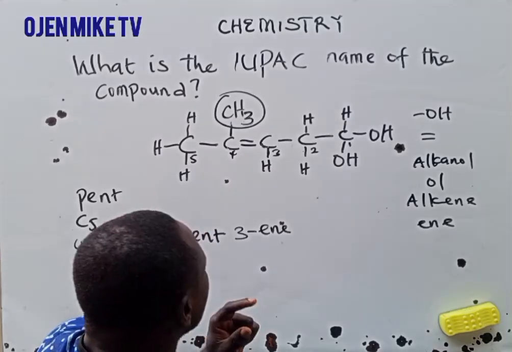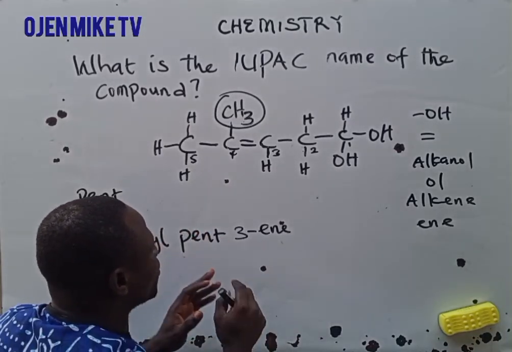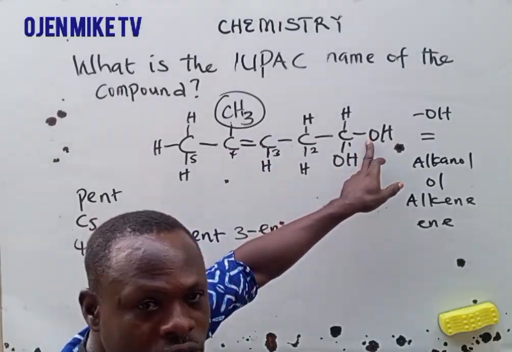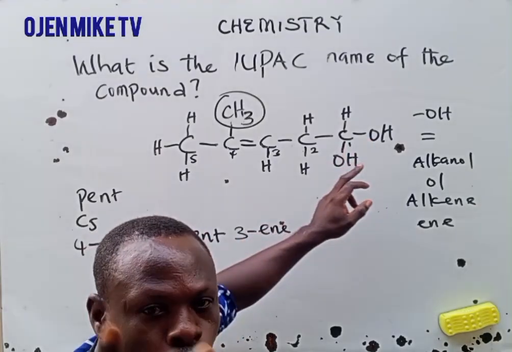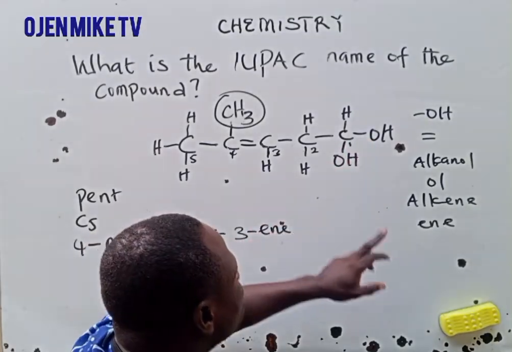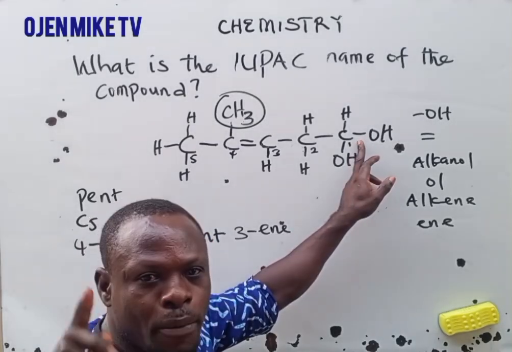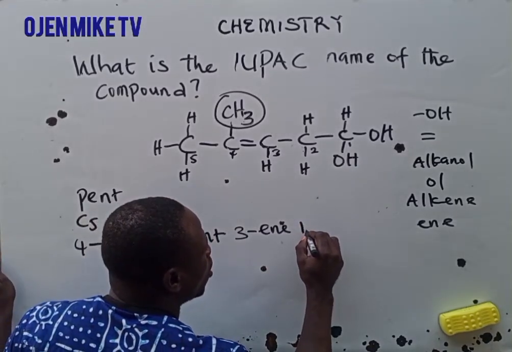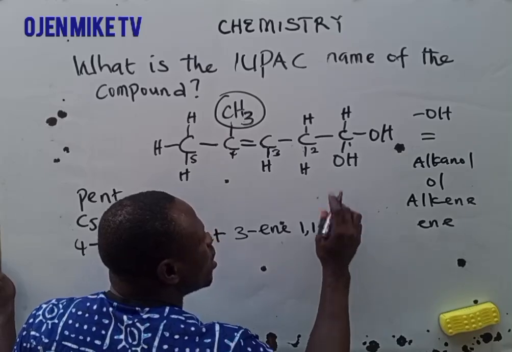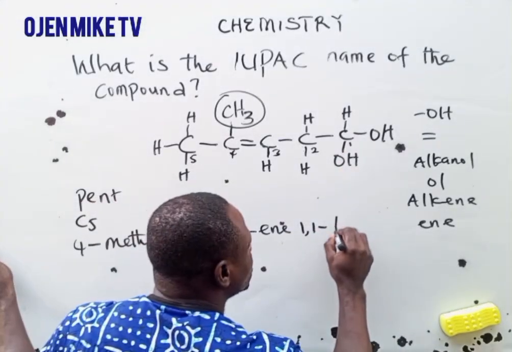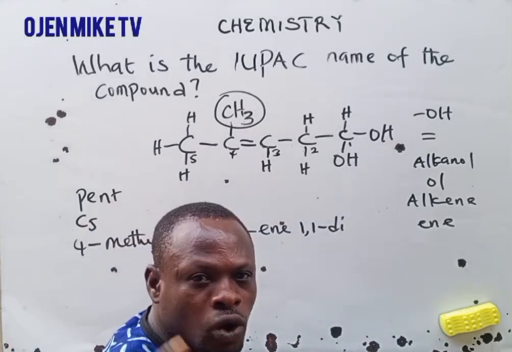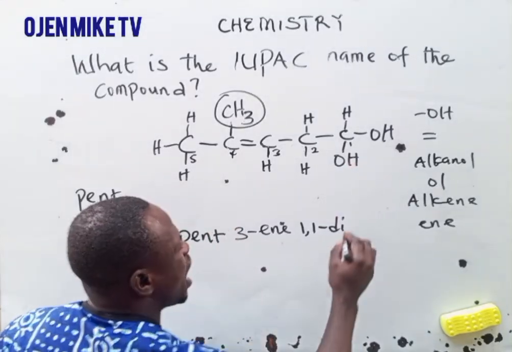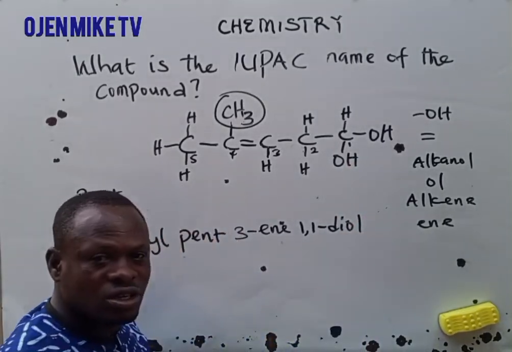Okay. Now the next thing we are going to look at, since we have done that, any other thing? No. We now have our OH group. There are 2 OH groups, and they are attached to carbon number 1. So we now say 1,1. There are 2 OH, so you call it di. If there are 3, you call it tri. But since there are 2, you call it di, and di-ol. Do you get that?